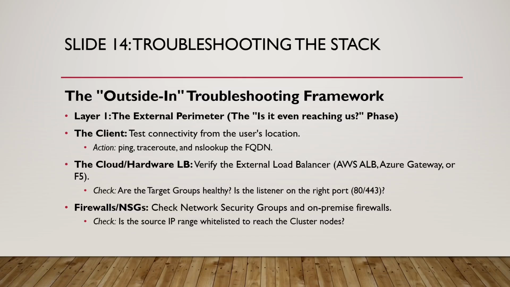Okay, so how can we troubleshoot the stack? We always have to think in an outside-in manner, so we have to remember the outside-in troubleshooting framework. Here we troubleshoot in a layered approach. In layer 1, we think about the external perimeter. First of all, is it reaching us or not? The client can test from the user's location.